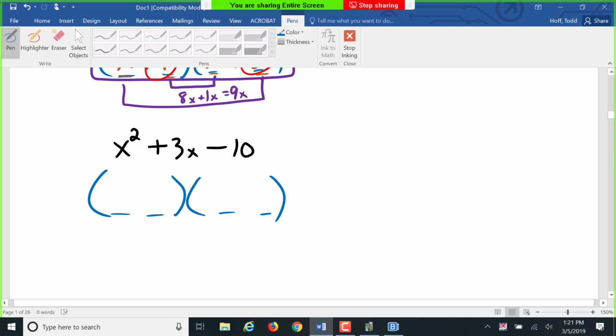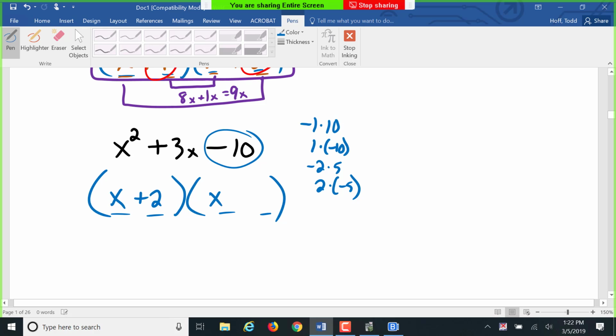First terms still have to be x times x. These last terms have to multiply to make negative 10. So that could be negative 1 times 10, or it could be 1 times negative 10. Could be negative 2 times 5, or 2 times negative 5. Let's try the bottom one, positive 2 times negative 5, and negative 5.